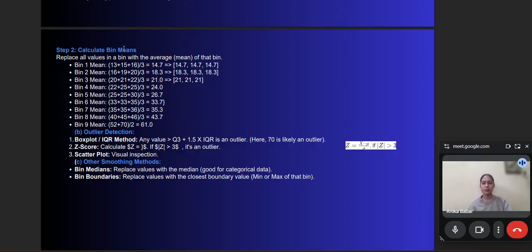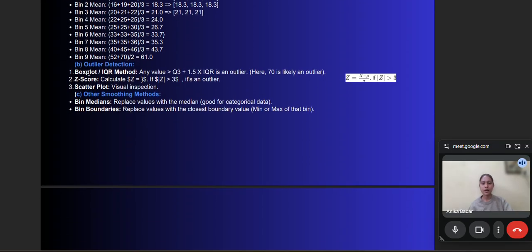Second, we calculate the bin means. In this, we replace all the values in a bin with the average mean of that bin. This is the calculation of the mean from bin 1 to bin 9, and here are the means of each bin. Now B, we have outlier detection, in which first is the box plot or IQR method, where any value greater than Q3 plus 1.5 times IQR is an outlier. Here 70 is likely an outlier.